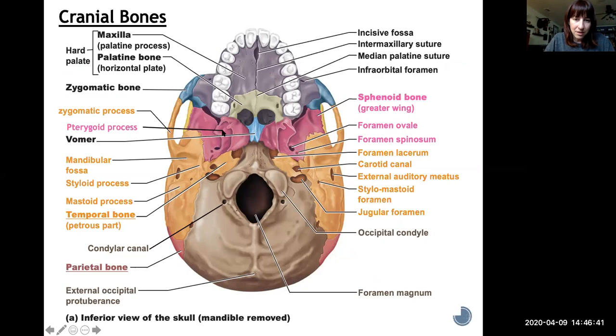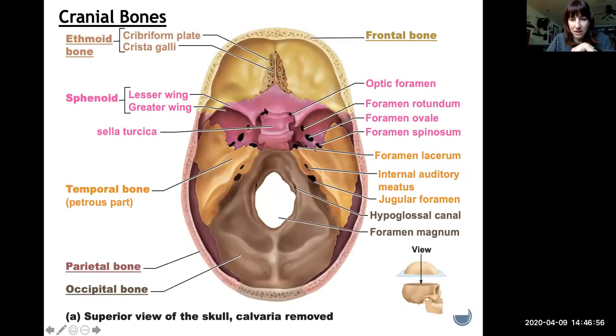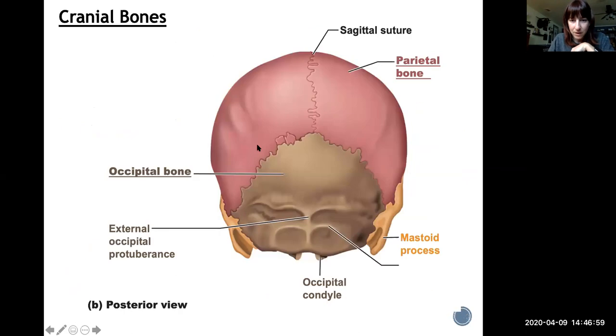Professor, I'm sorry, the sphenoid bone goes across the entire head then, right? So it's that whole piece. It's everything that's in this pink color and this hot pink color in all of these images is the sphenoid bone. Okay, so, thank you.